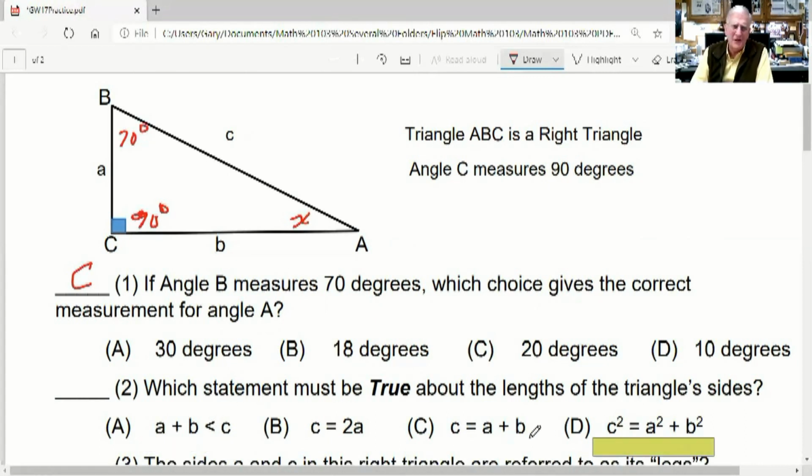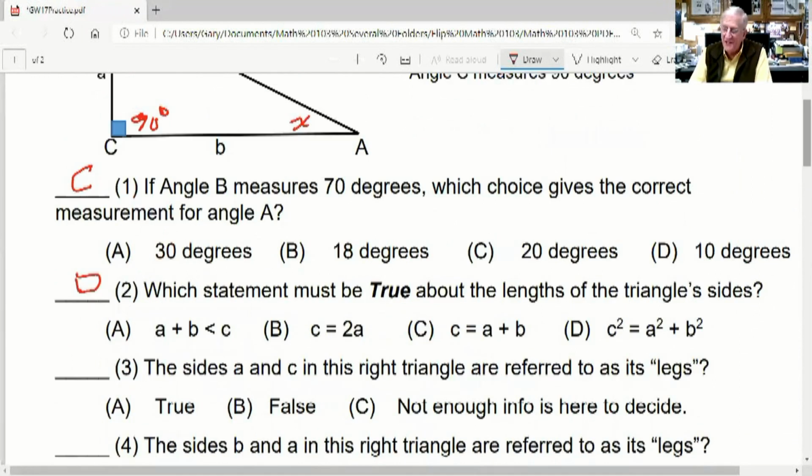But look at D. Does that look familiar? D looks real familiar, doesn't it? It's the rule of Pythagoras, right? Or the Pythagorean theorem. The hypotenuse squared is equal to the sum of the two legs A and B squared added together. So our correct choice here is letter D. All right, let's go on.